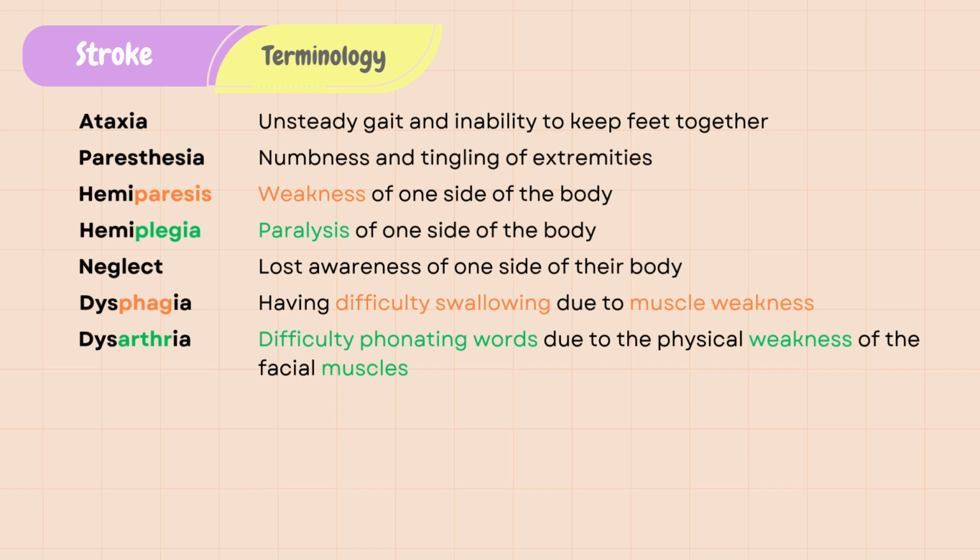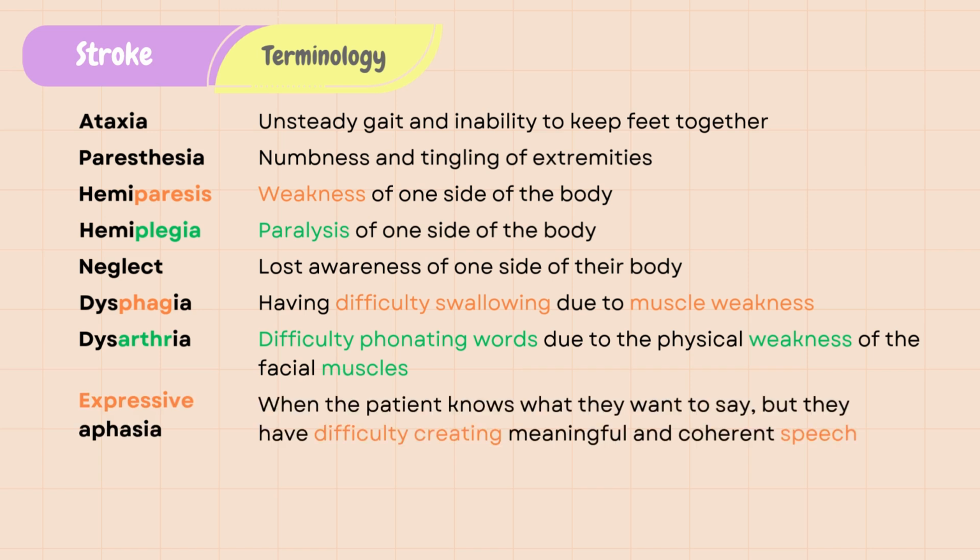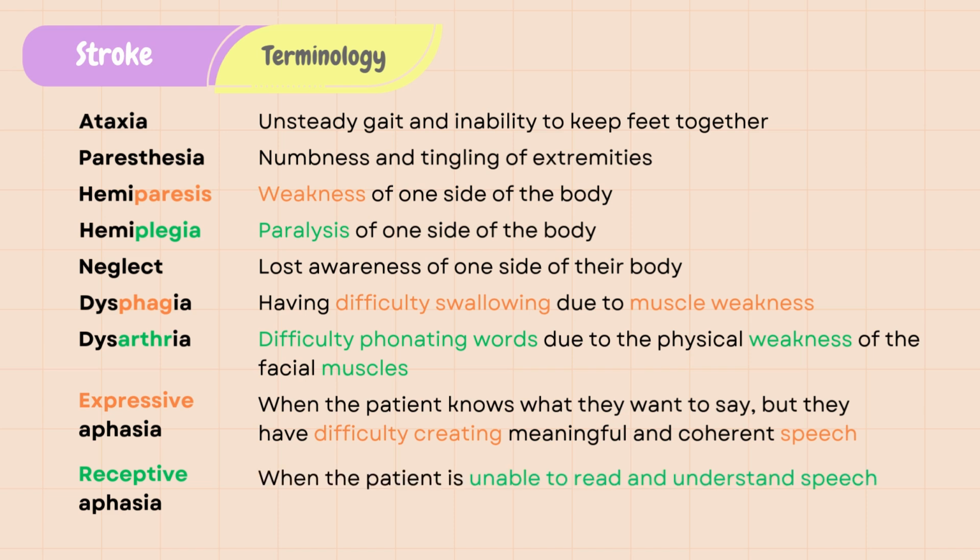Dysarthria is a motor speech disorder, while aphasia is a language disorder in which the brain is unable to process language. For example, expressive aphasia refers to when the patient knows what they want to say, but they have difficulty creating meaningful and coherent speech. Receptive aphasia, on the other hand, occurs when the patient is unable to read and understand spoken words.